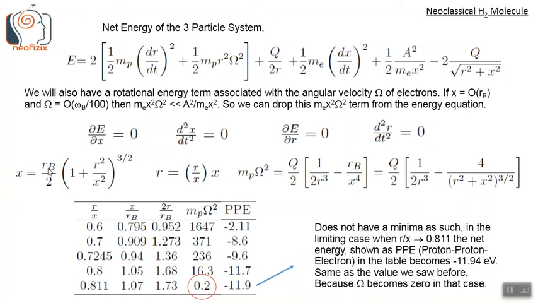The relationship between r and x, where r and x are constant values or constant radial distances. So x turns out to be rb by 2 into (1 plus r square by x square) power 3 by 2, as we saw in the previous. This is the same expression, and this is the same r we get by multiplying x with r by x, and this is a new term which shows the value of mp omega square, or which shows the relationship between omega, r and x.